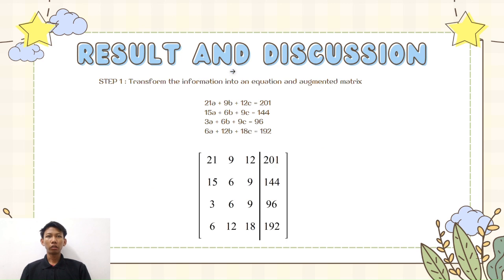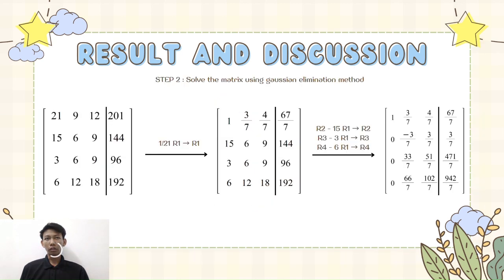Now I will explain the solution. First step, we transform the information that we get from the problem statement into the equation and the augmented matrix. Okay, next step is we solve the matrix using the Gaussian elimination method.